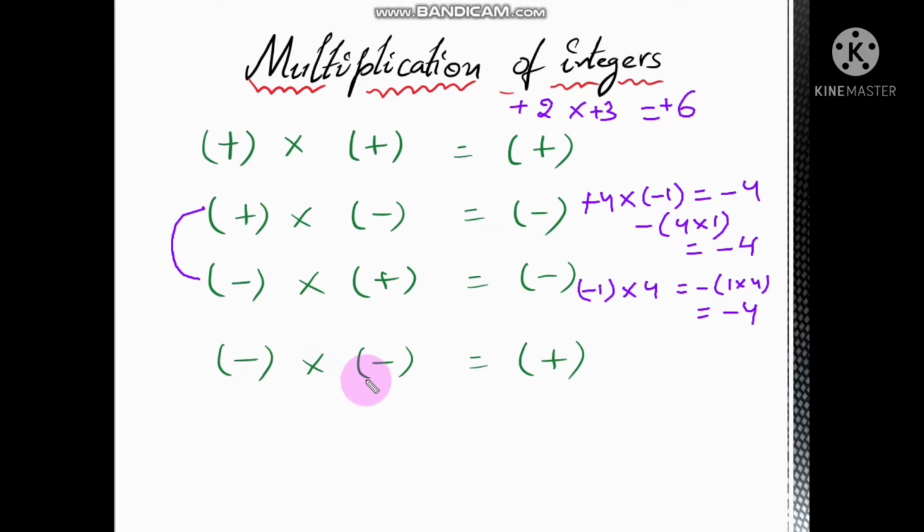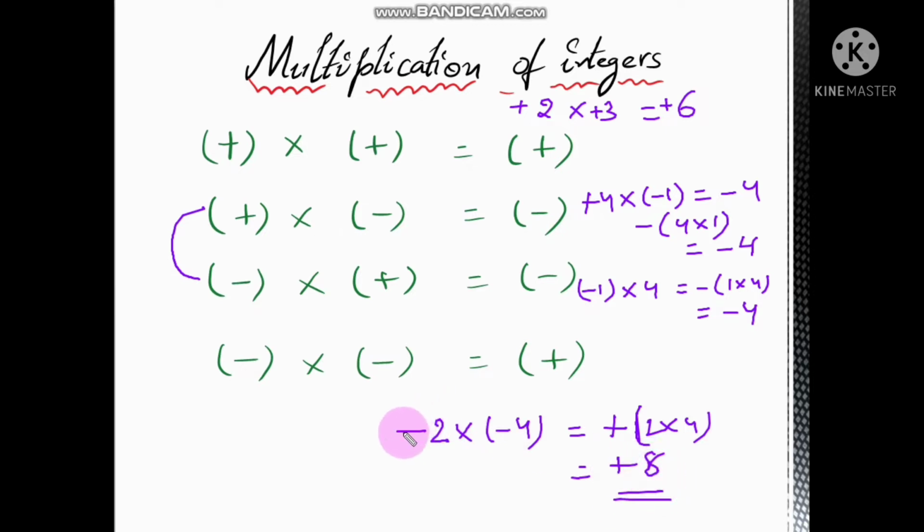Minus into minus is equal to plus. So a negative number multiplied by a negative number, we get a positive number as an answer. So let us take an example. Minus 2 into minus 4. So minus into minus, which is nothing but plus. So minus into minus, we get plus 2 into 4. So minus into minus is plus, 2 into 4 is 8. So answer is plus 8.